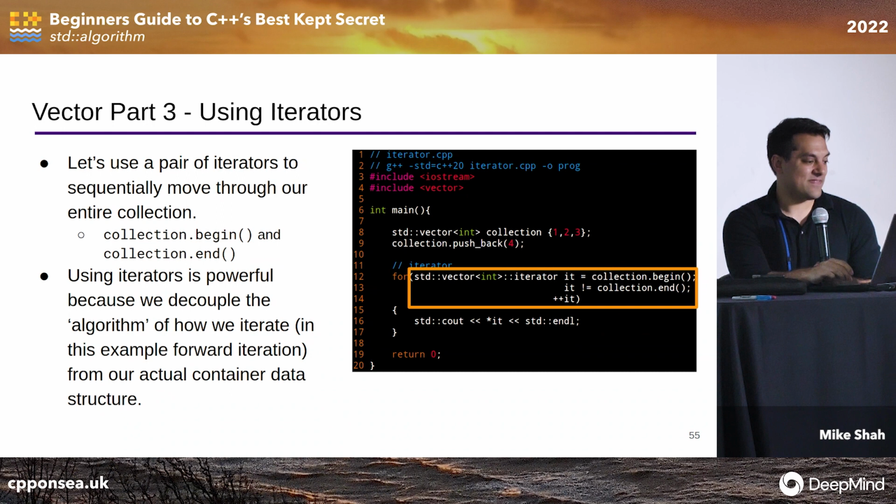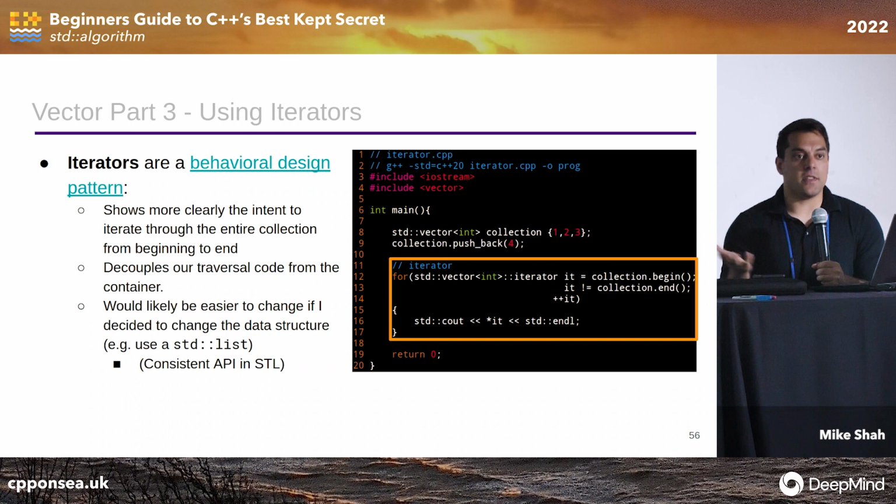So iterators themselves are important enough that they're a design pattern. They've been marked as a behavioral design pattern. And this shows the intent clearly, moving beginning to the end here. Another added bonus of using some of these data structures is, if I wanted to refactor this code, it's likely easier if I said, hey, this shouldn't be a vector anymore, this is going to be a list or some other custom data structure. I could use standard list here and just change the name here. And I can also just put in auto and it'll take care of it even easier for me.